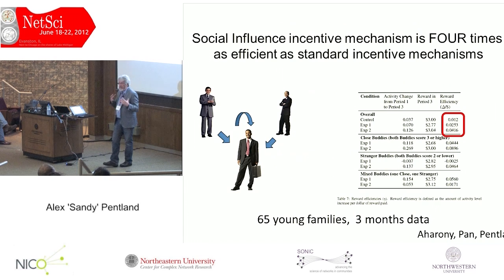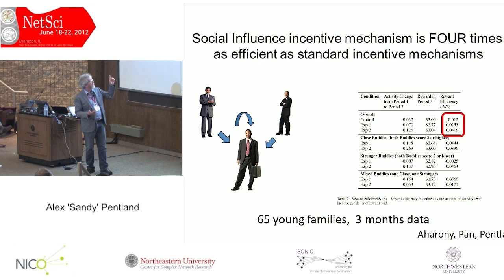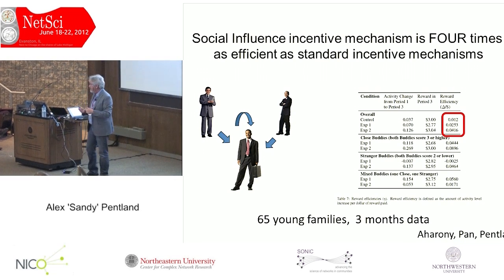And what we found is when we ran this on a group of young families for a period of 3 months, and we compared incentives to have people become more active, and activity was measured on their smartphone and fed back to them. We had one condition where it was measured on the phone, fed back, and we gave them a $1 reward for becoming more active. We had another condition where they got that same reward, but they got to see what their nearest buddies would be doing also. And then the third condition is where instead of giving them a reward, we gave their buddies rewards for their behavior.